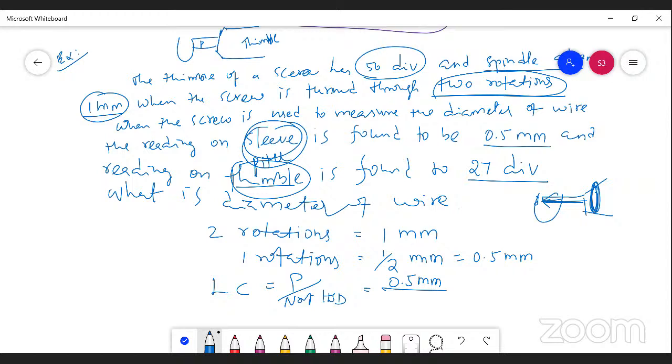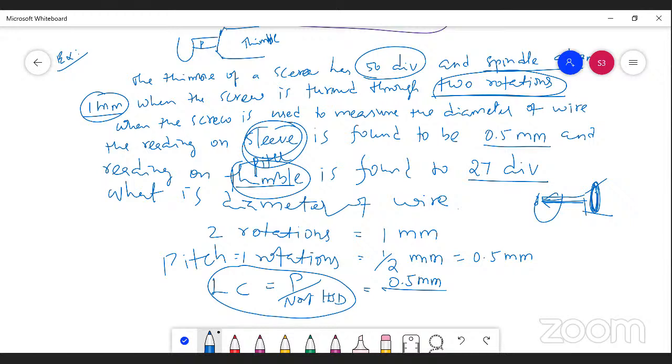The pitch value is 0.5 millimeter. Two rotations completed, the pitch value is equal to 1 millimeter. I want to take one rotation. This is the correct pitch value. The pitch of the screw for one rotation is 1/2 of 1 millimeter, which is 0.5 millimeter. So the least count formula is pitch divided by the number of head scale divisions.